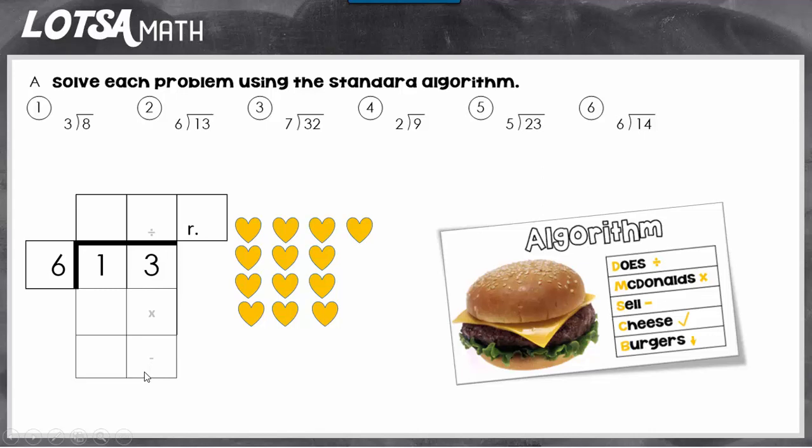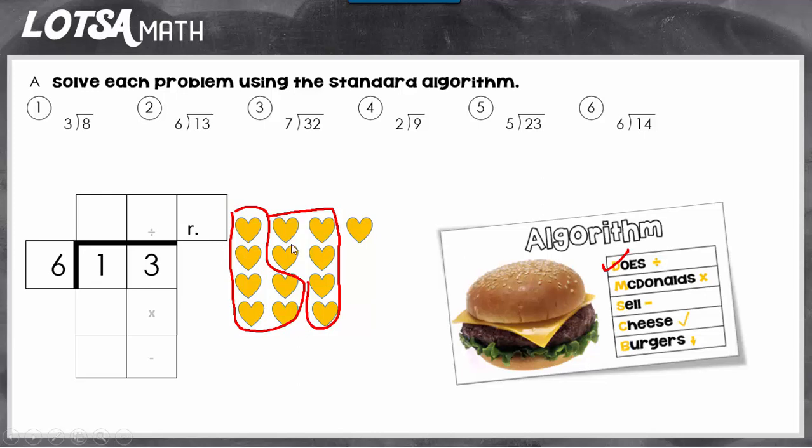So let's go ahead and do the steps together. The first step is to divide. So I'm going to take my 13 and divide it by 6. So here I have one group of 6 and another group of 6. This is going to be a leftover.